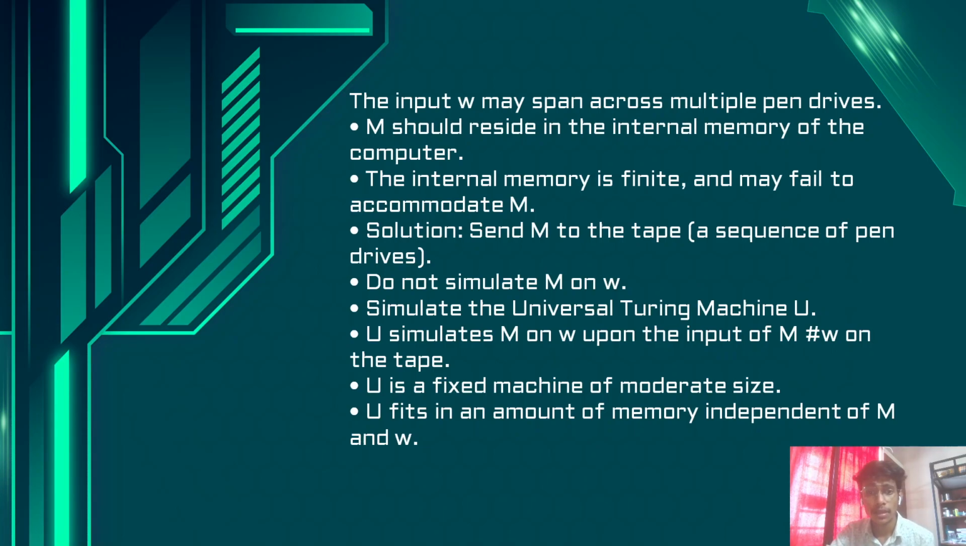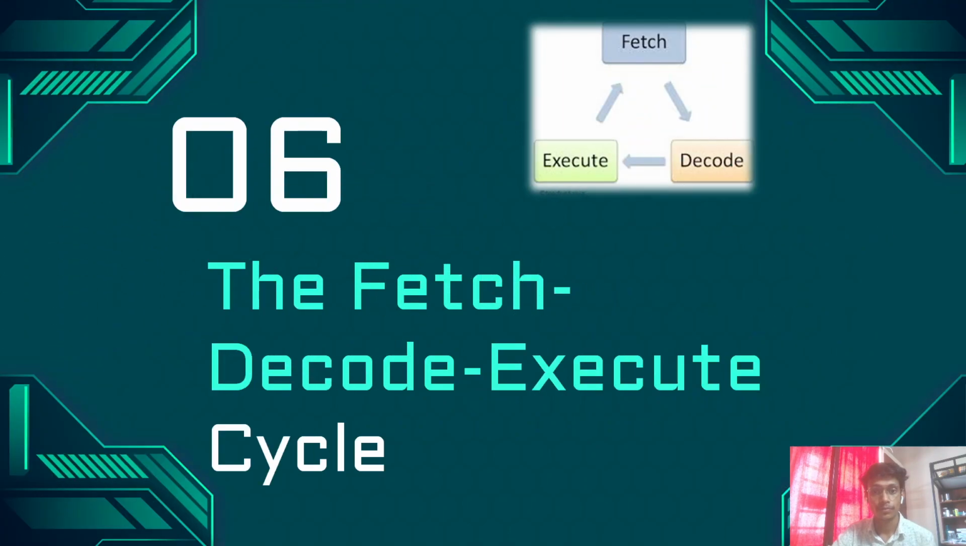Don't simulate M on W. Simulate the universal Turing machine U. U simulates M on W upon the input of M and W on the tape. U is a fixed machine of moderate size. U fits in an amount of memory independent of M and W.